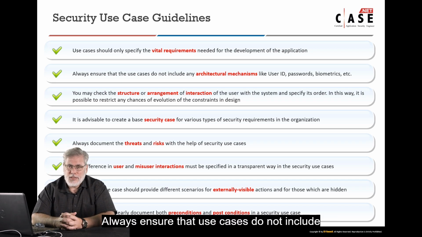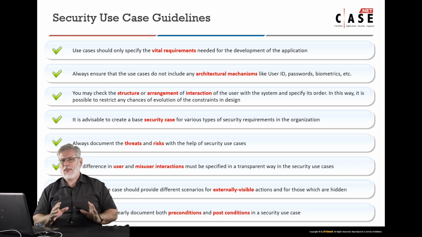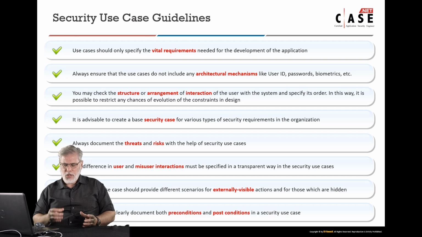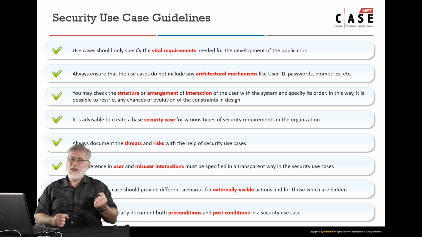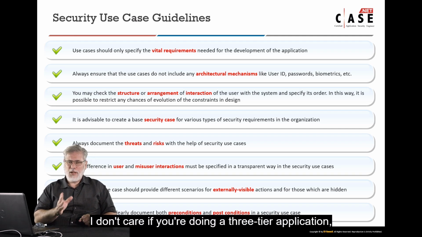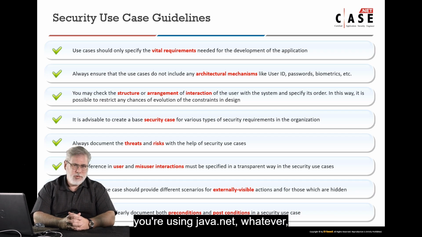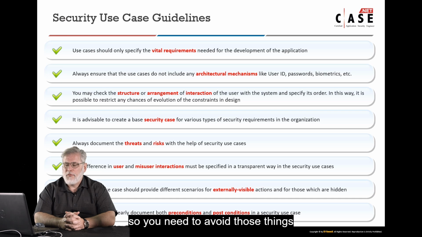Always ensure that use cases do not include any architectural mechanisms. In other words, the specifics of the architecture. This gets to a broader issue with the use case diagram itself. Use case diagrams are not only architecturally independent, they're programming language independent. I don't care if you're doing a 3-tier application, a single-tier app, you're using Java, .NET, whatever. The use case simply says, here's how we're going to use the system. So you need to avoid those things that are tied to specifics.